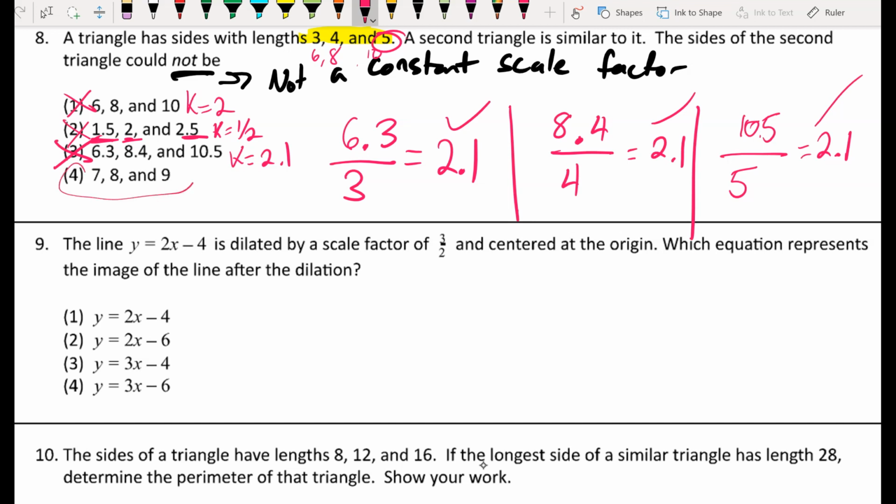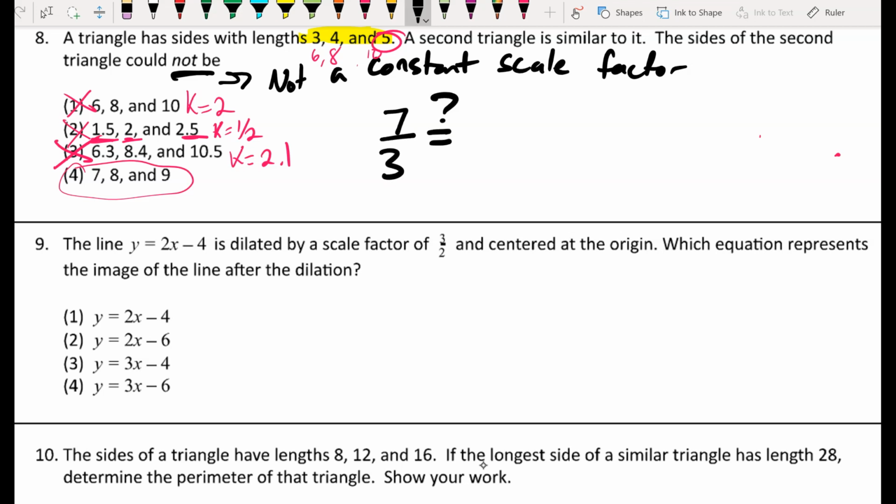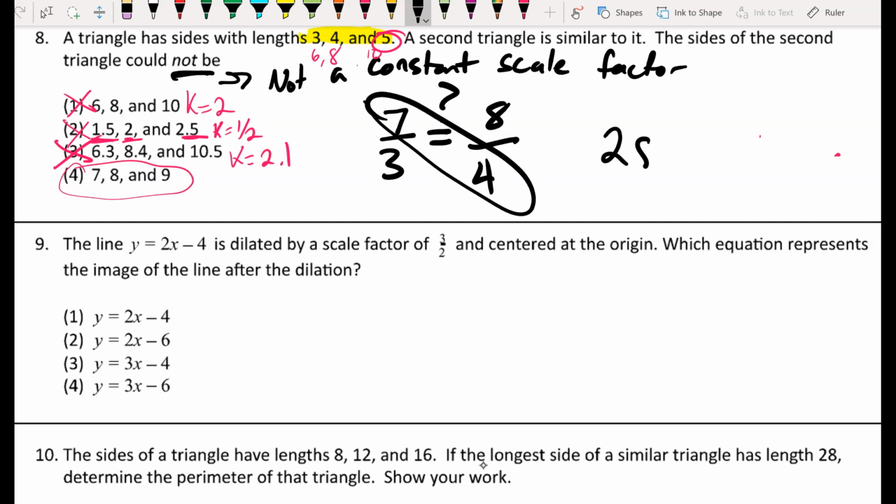The problem with number 4, where this falls apart, I'll erase some work here just so we can talk about it, is that if I compare, like let's say 7 to 3, my 2 smallest sides, and I compare that to any of my side lengths, I'm going to pick my middle side length, which is 8, divided by 4. If I'm checking to see if that proportion is 2, when I cross multiply, 4 times 7 is 28, and 3 times 8 is 24. So those side lengths are not in proportion. And you could do that with the 9 as well to see that none of them really are here.